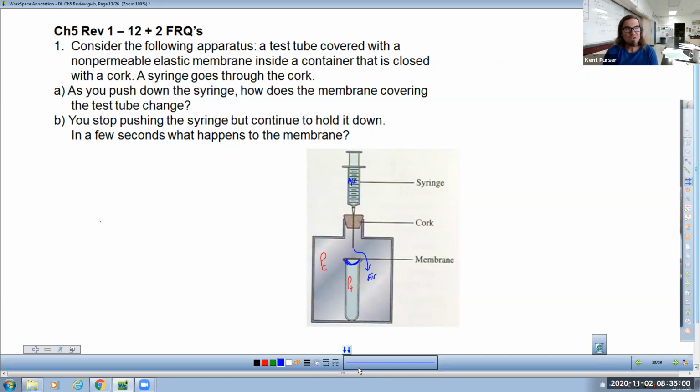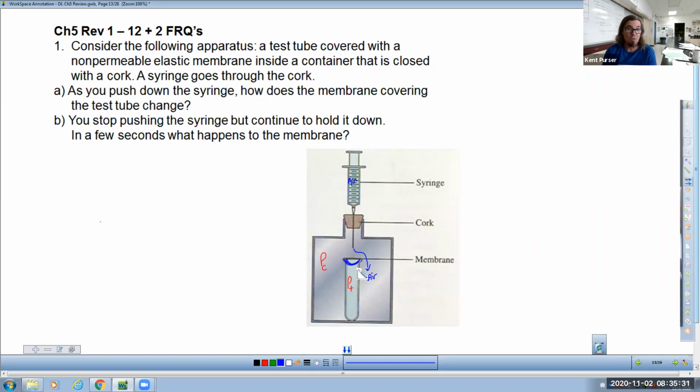In a few seconds, what happens to the membrane? Well, I don't like the idea that anything changes to the membrane. I want the membrane to stay in that position because it doesn't say that it's semi-permeable. It's not saying that the air inside the container is able to seep through the membrane and allow them to equalize pressure inside and out so it could go back to being flat again. I'm going to stay with the answer that it stays the same.